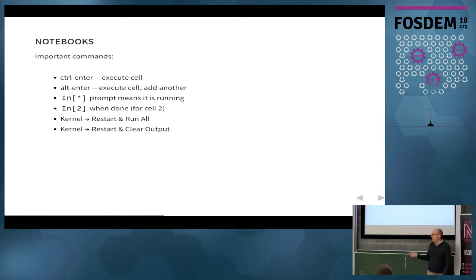OK, so these are the important things. Control-Enter, Alt-Enter will give you a new one underneath. If you see a little star, that means it's busy. And then, for reproducibility, there's an option in the menu to just clear all the inputs and take it from the top and rerun everything.